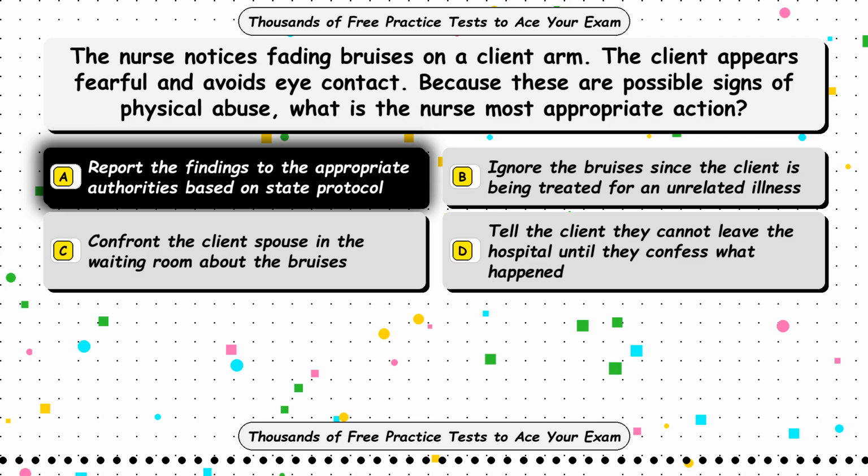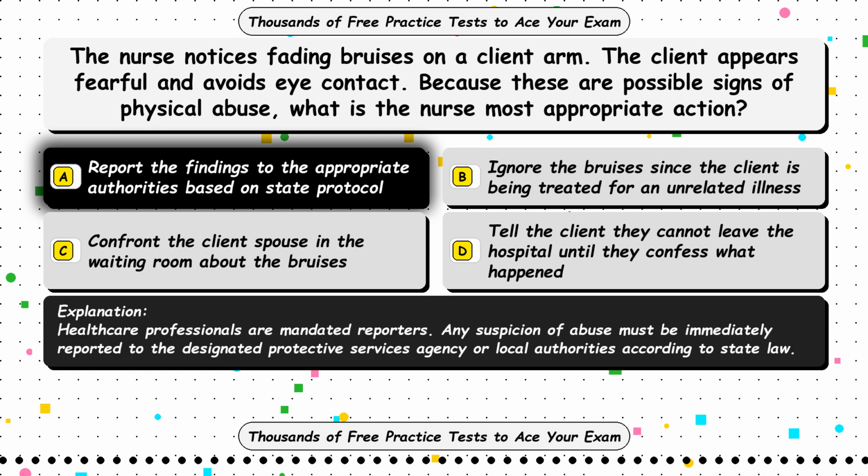The correct answer is option A, report the findings to the appropriate authorities based on state protocol. Healthcare professionals are mandated reporters. Any suspicion of abuse must be immediately reported to the designated protective services agency or local authorities according to state law.